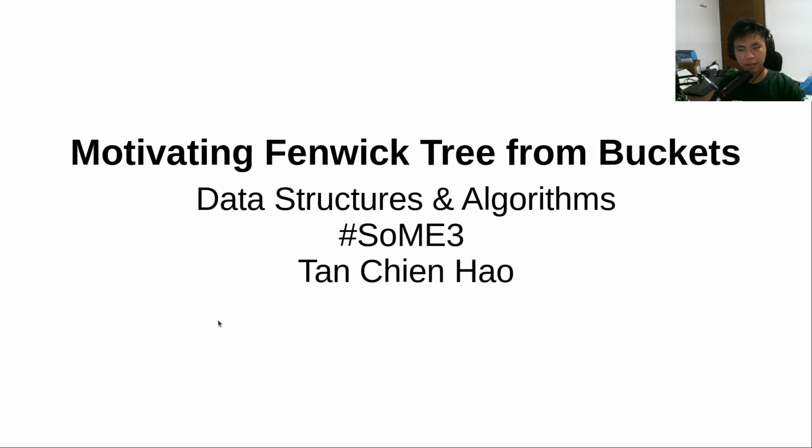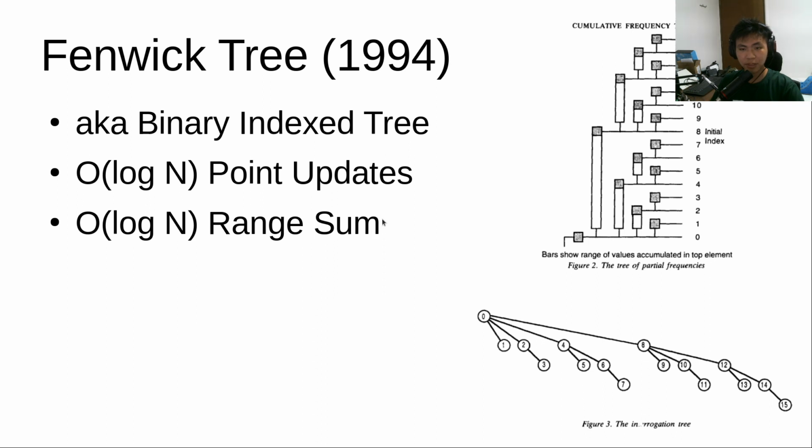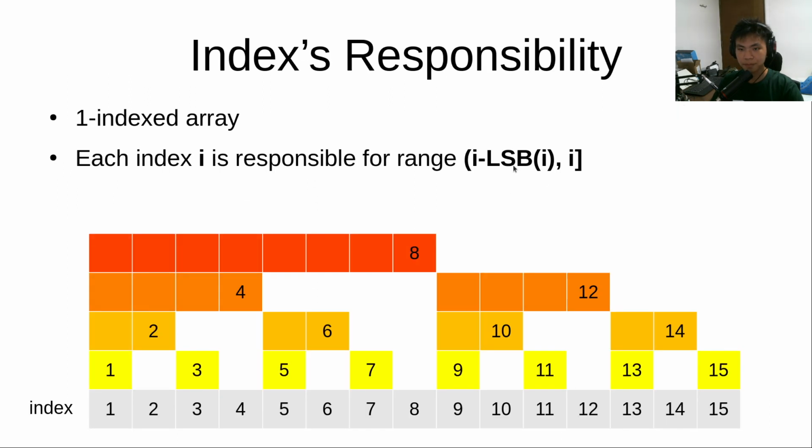Hi everyone, my name is Chen Hao and today I'll be motivating the Fenwick tree from buckets. The Fenwick tree is a data structure that allows for O(log n) point updates and range sum queries, and is also known as the binary indexed tree. It was invented in 1994 by Peter Fenwick, and this is a picture from the original paper.